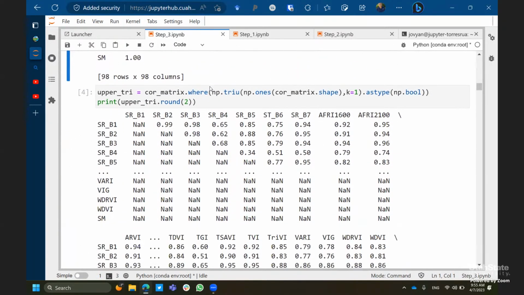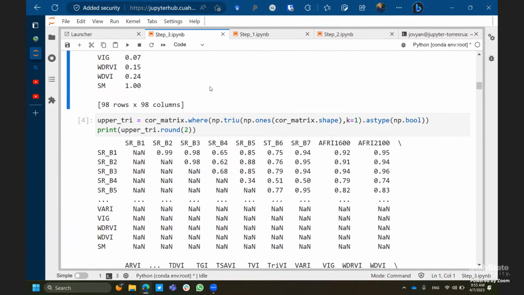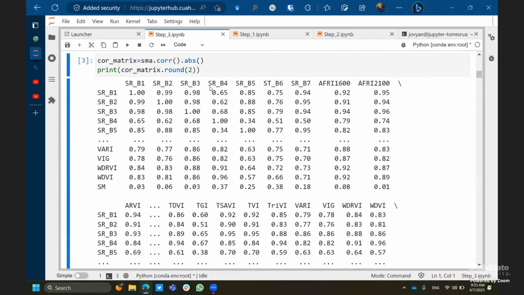Now, once we do that, because this is a table, the initial table is a correlation of everybody against everybody. Basically, if we look at the diagonal on the top, it's always 1. Band 1 against band 1, 1. Band 2 against band 2, 1. Band 5 against band 5, 1. So I have this diagonal of ones because they are comparing to itself.